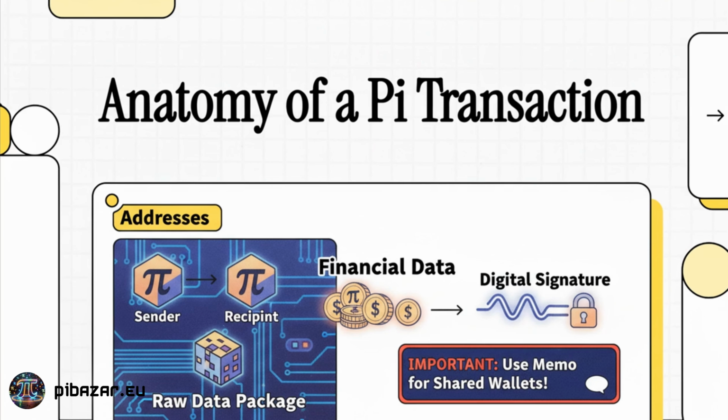When you hit send on a Pi transaction, you're doing way more than just moving a number from one wallet to another. You're actually creating a permanent, detailed digital story and carving it right into the blockchain. So today, we're going to dissect that story piece by piece to really understand what's happening under the hood.